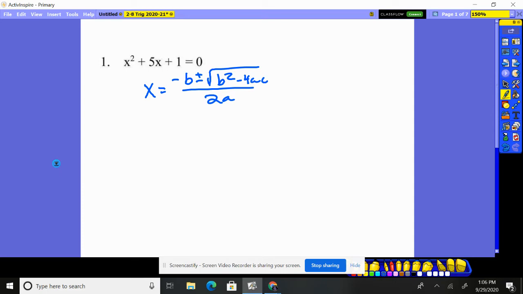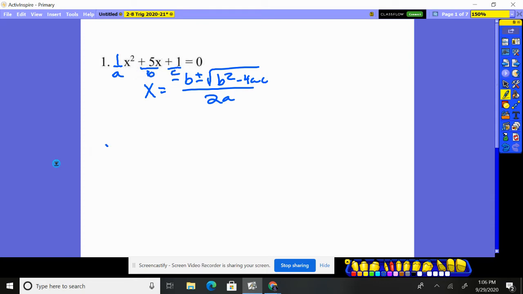As normal, there are probably going to be 2 solutions. That's why you have a plus and a minus there. So let's go ahead and jump in and do this. Now, who are A, B, and C? Well, your value in front of x squared is always your A value, which in this case is a 1. In front of the x is your B, and then the number right here is going to be your C.